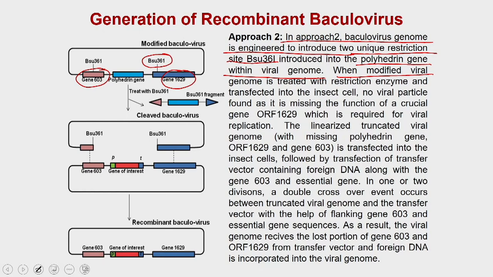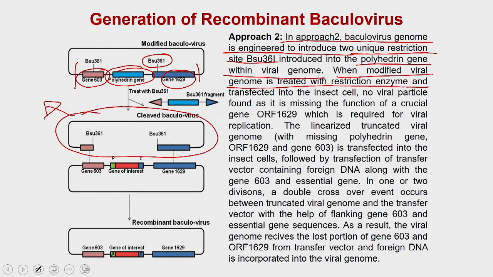When the modified viral genome is treated with the restriction enzyme, so if you take this modified baculovirus and treat it with BSU-361, it is going to be cleaved from here, and as a result you are going to remove the complete cassette of the polyhedrin gene. So, you are going to lose this particular fragment. Now, if you transform this cleaved fragment, you are not going to get any viruses because you are missing the crucial function of the gene 1629, which is required for viral replication.